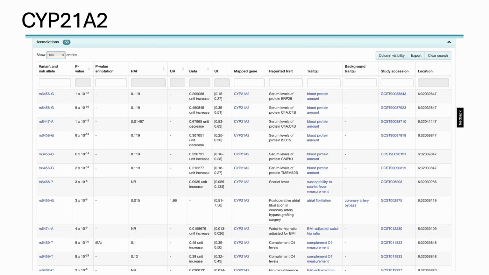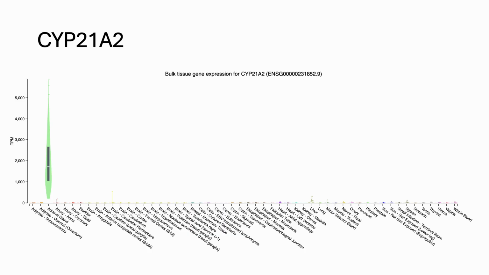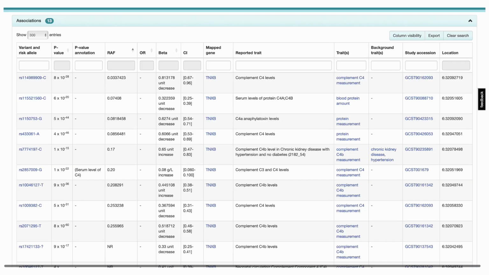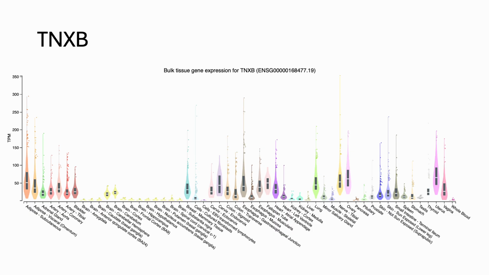CYP21A2 showed hits for 58 variants. The ones of most significance were variants associated with the C4 complement. CYP21A2 showed the highest expression in the adrenal gland, which supports the fact that this gene is responsible for adrenal hormone synthesis. TNXB showed 13 variants, with 3 significant for autism and schizophrenia. These conditions have been proposed to be associated with the RCCX gene theory. And in TNXB, there were other variants, with multiple being C4 complements. The bulk tissue expression for TNXB showed high expression in multiple tracts. Of significance, the highest was in esophagus and adipose tissue.